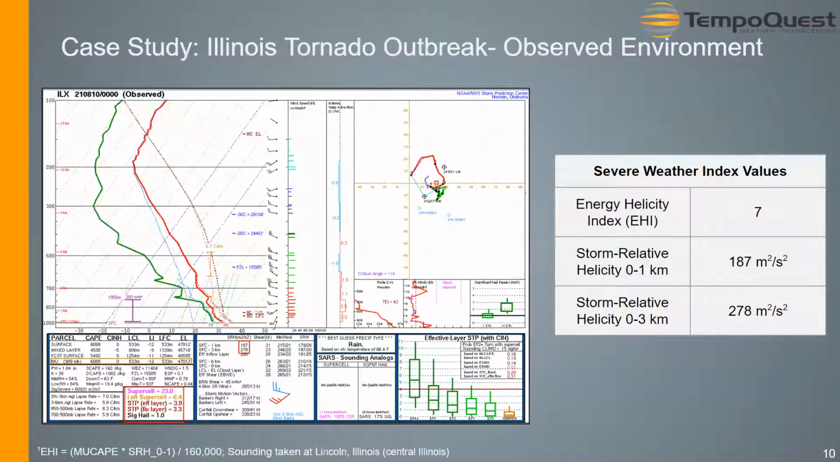On the left here is a sounding taken in central Illinois, showing that the general environment was highly conducive for supercell development. The storm relative values were also favorable for cyclonic updraft rotation. And if we take the most unstable CAPE, which from this sounding was about 6,000 joules per kilogram, and multiply that by the 0 to 1 kilometer storm relative velocity, and then divide the result by 160,000, we can get the energy helicity index. If we do the math on that, that value ends up being 7, which is unitless, which also shows a favorable environment for tornadoes.